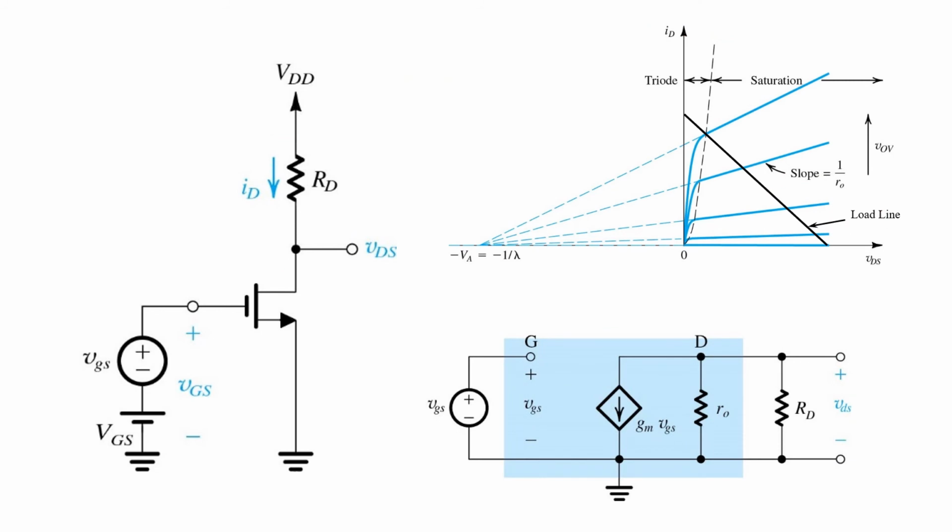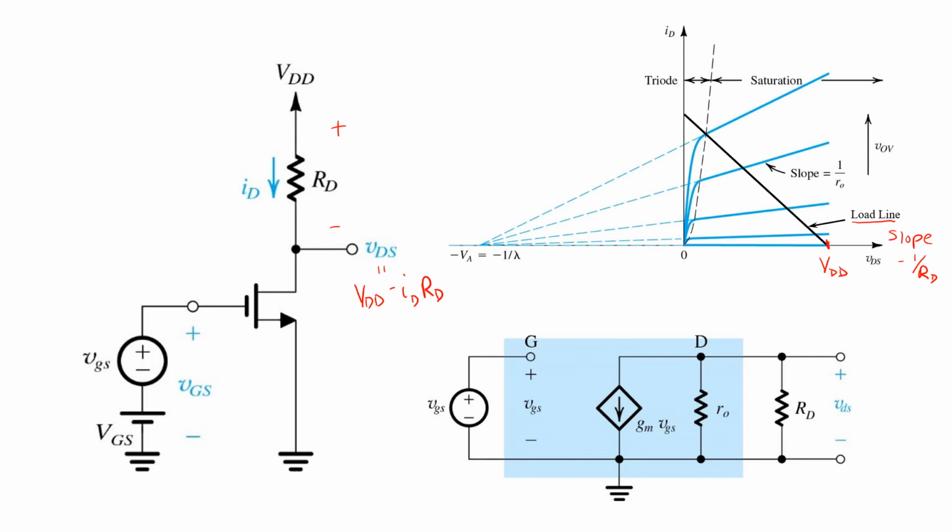So here's what it looks like to include channel length modulation in the analysis of this NMOS amplifier. Again, we've connected the resistor RD here, and doing so, we've got a new relationship between ID and VDS. That is, VDS equals VDD minus ID RD. And that then is our load line, shown over here in black. It's got a slope of -1 over RD. It's got an intercept over here at VDD.